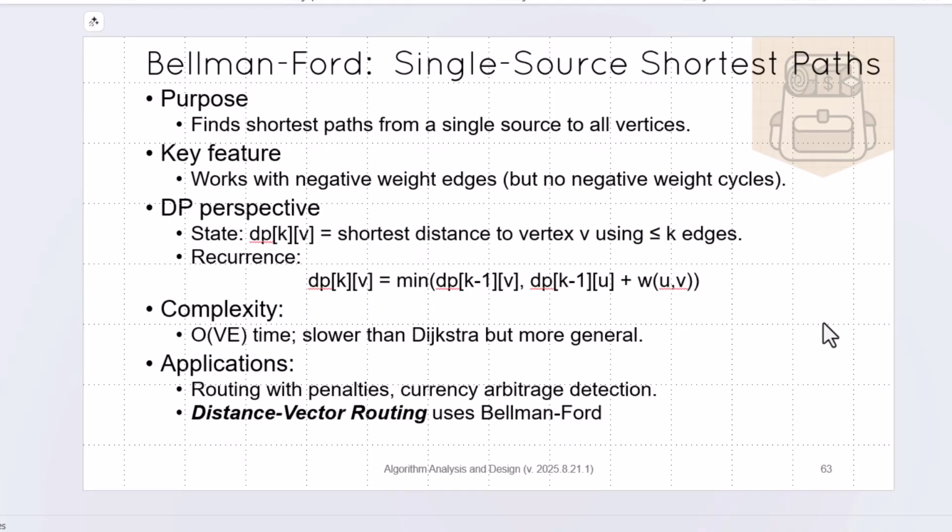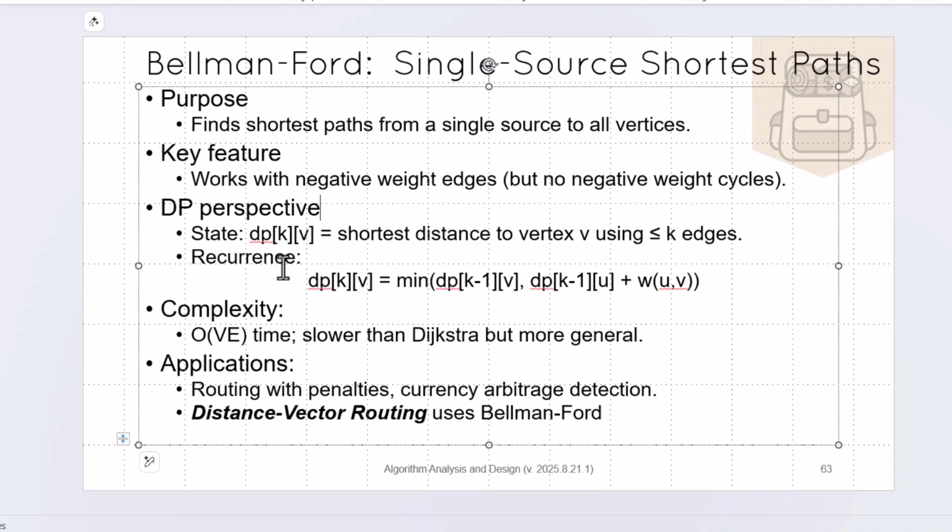Bellman-Ford algorithm is our next look here. So the purpose would be to find shortest paths from a single source to all vertices. Key features: works with negative weight edges, but no negative weight cycles. The dynamic programming perspective would be that the state of the DP at k, v is the shortest distance to vertex v using less than or equal to k edges. So it's kind of a similar idea to what we did with the knapsack, except we're now going with number of edges or edge weights and things like that.